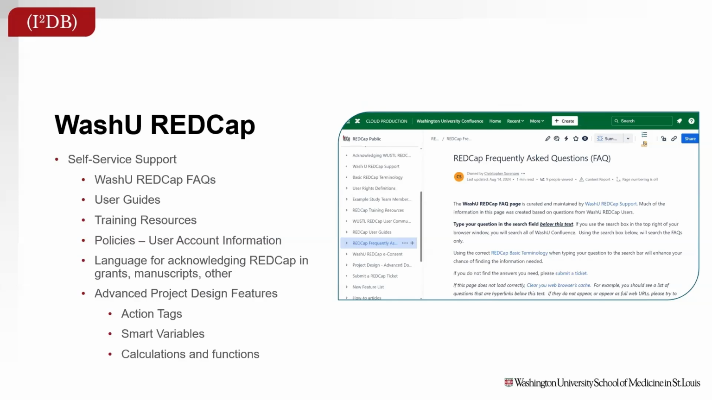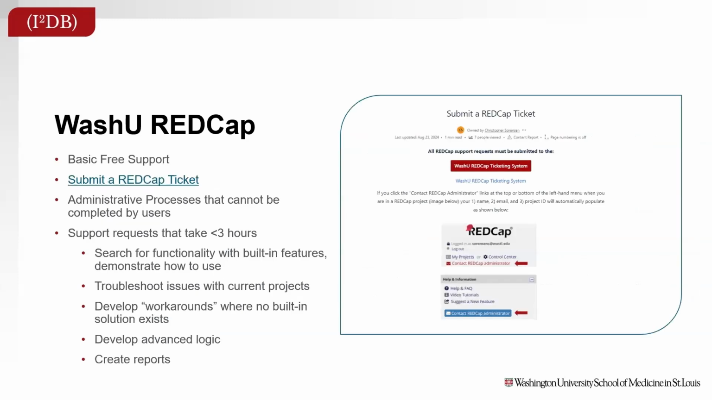We have a few user guides and then training resources page that goes into more advanced and specific topics. We have a policy page that goes over user account information. So if your password goes bad or you need guest accounts, that information's there. If you publish or you are submitting a grant, we've got language for acknowledging REDCap. The more we do that, the more we ensure that REDCap funding goes long, long into the future. And we also have advanced project design features, documentation there. If you search through there and you don't find what you need, you can submit a ticket.